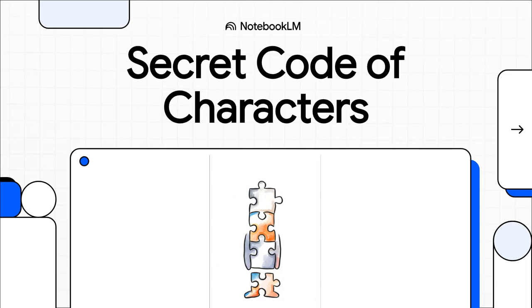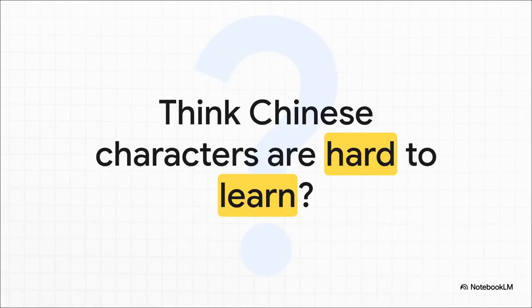All right, today we are cracking a code, and it's one that's been hiding in plain sight for literally thousands of years. We are going to pull back the curtain on the surprisingly logical system that's secretly built into almost every Chinese character. So, have you ever looked at a page of Chinese writing and just felt totally overwhelmed? Yeah, you are definitely not alone. I mean, the idea of memorizing thousands of these incredibly complex characters one by one, it just seems impossible.